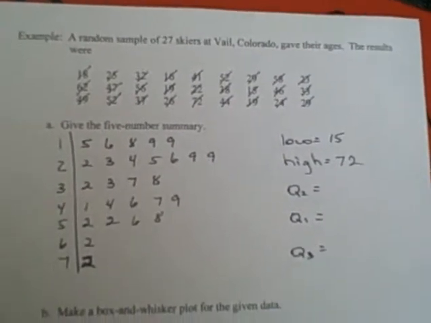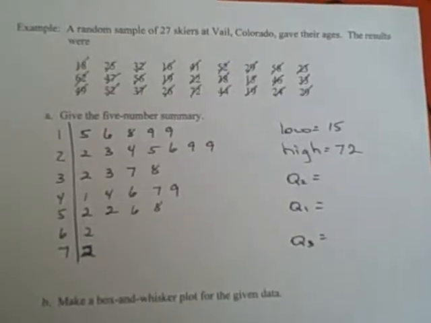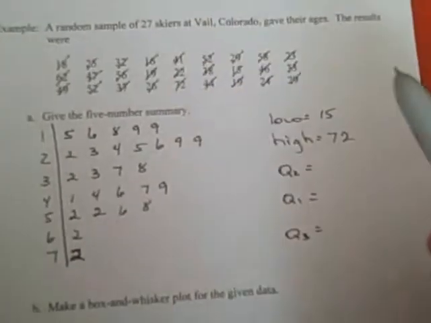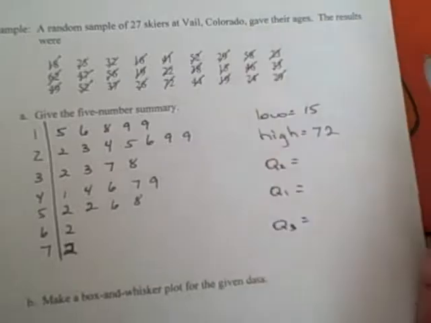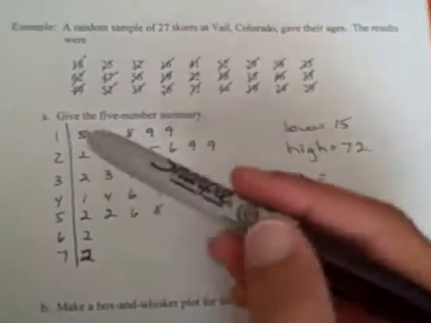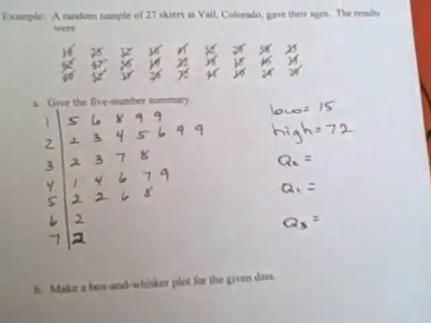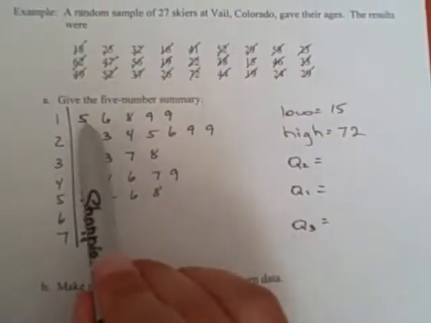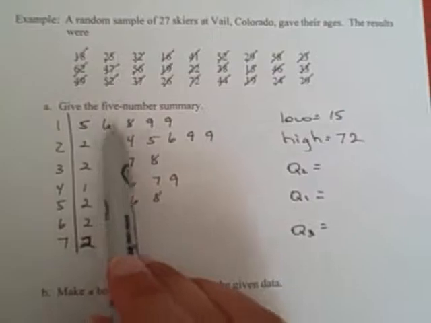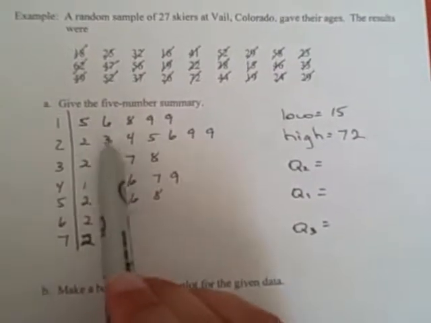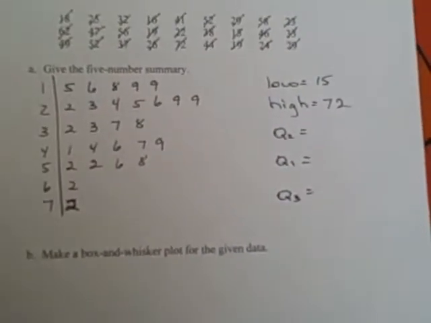For me, the easiest thing to do was to make a stem and leaf display. I said, okay, well, the smallest data value was a 15. The highest was a 72, so I did my 10s, 20s, 30s, 40s, 50s, 60s, 70s, made my line, and then got them in order. So I know I've 15, 16, 18, 19, 19, 22, 23, 24, 25. Okay, I've got all 27 skiers' ages represented here, and they are in order.